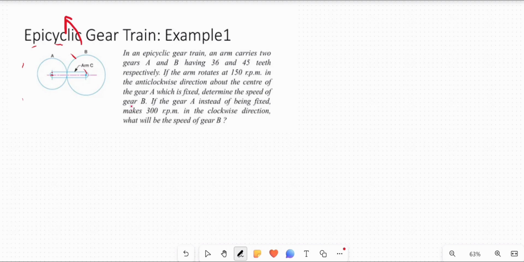They have told you that gear A is fixed. Fixed means not moving. I know that you guys knew that, but I just wanted to say it. There's no harm. If gear A instead of being fixed, that makes no difference. We do not care. Full stop. We're only going to do the first part and then we'll do the second part.